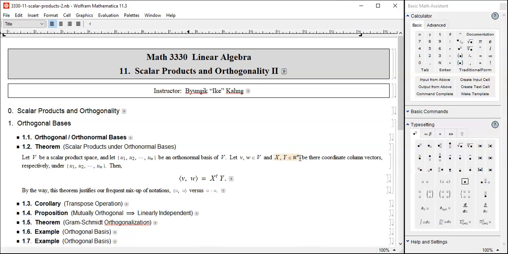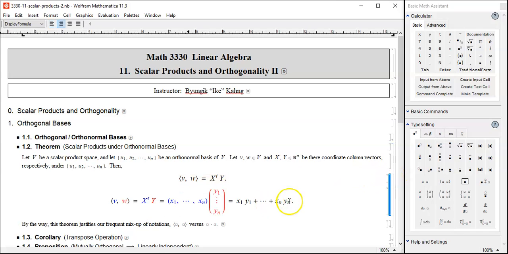and w under the orthonormal basis, then the scalar product computation can be done just like the usual dot product computation like this: x1 y1 plus x2 y2 plus x3 y3 plus all the way over to xn yn.